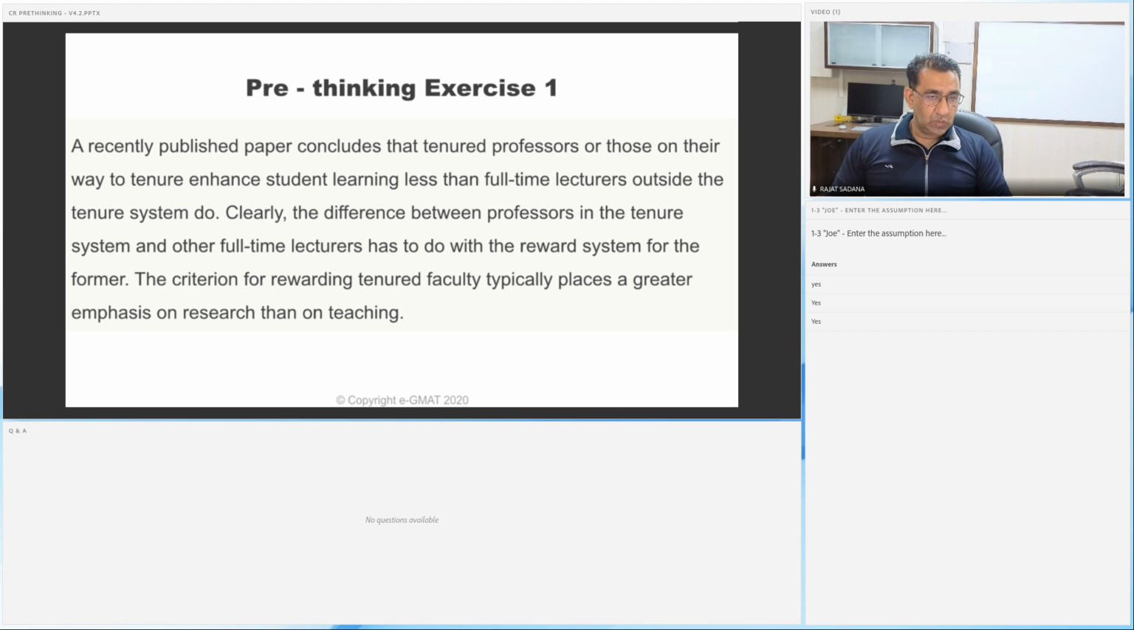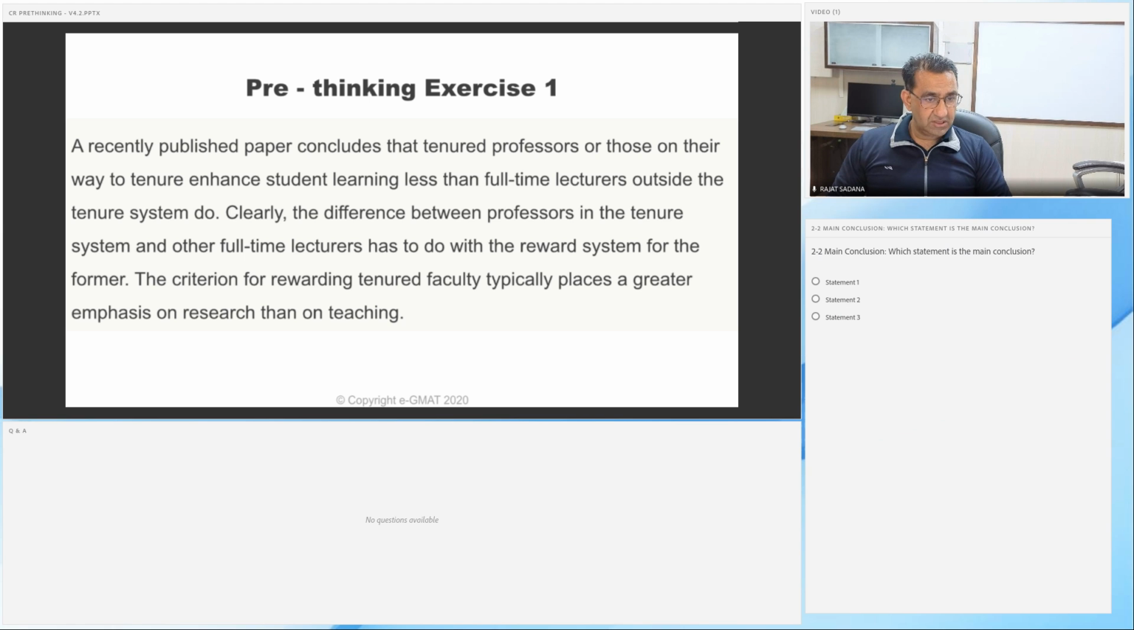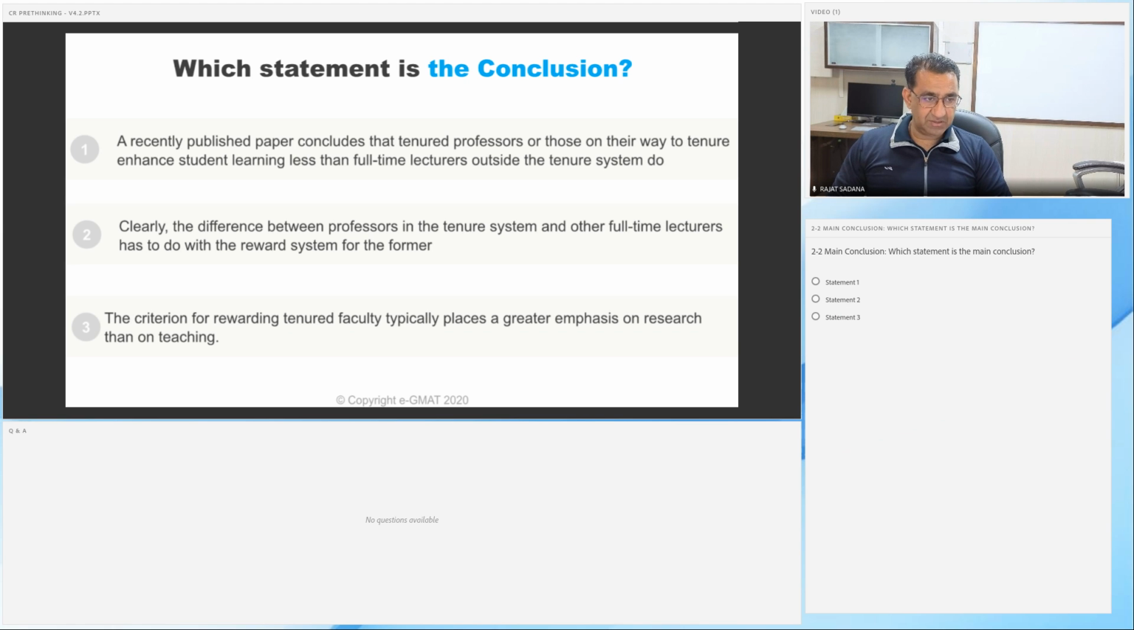So first things first, which statement is the main conclusion here? Which statement over here is the main conclusion? Here are three statements. Let's get to 30 responses. Which statement is the main conclusion?